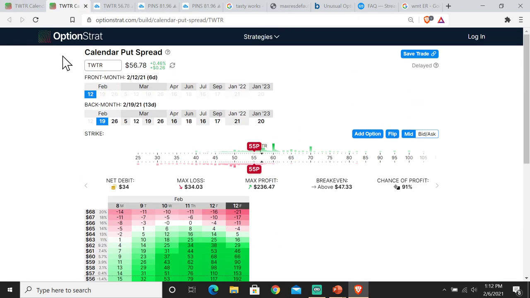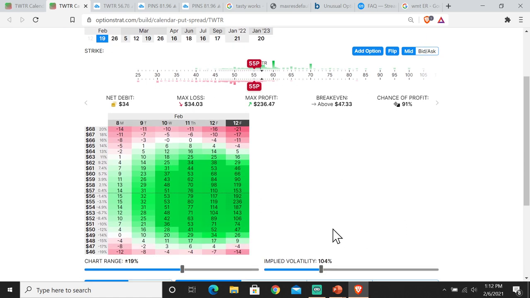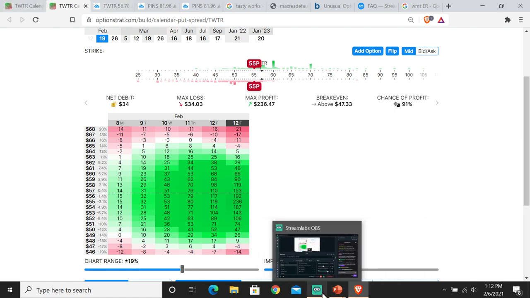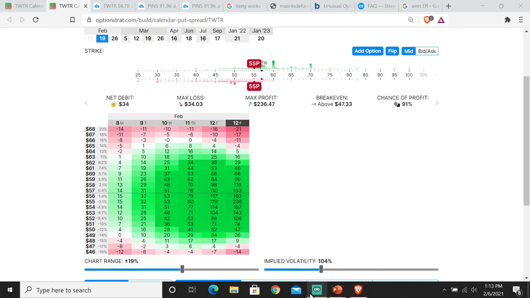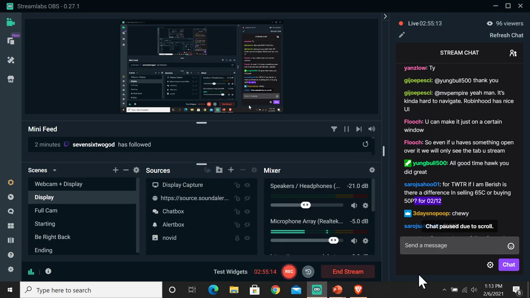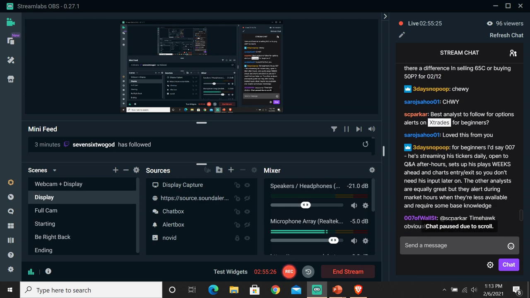So yeah, I think this calendar put spread could be a pretty good idea if you are bearish on Twitter. And it matches up with what the chart's projecting right now. So might be a good play. Personally, I prefer playing long side, and that's just my general market bias, just because, you know, markets go up, right? So I usually prefer playing call side rather than put side. I hope that answers your question.